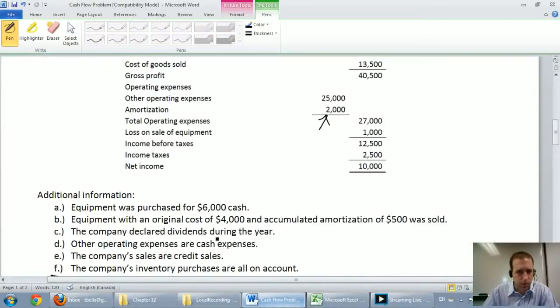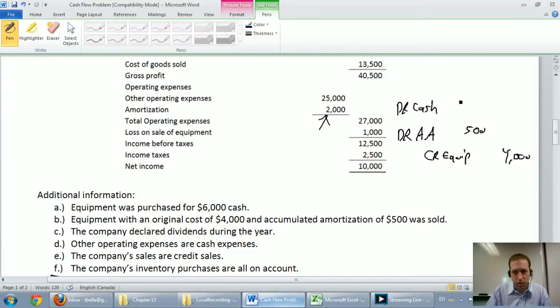We sold some equipment, and it doesn't give us very much information. It says equipment with the original cost of $4,000 and accumulated amortization of $500 was sold, but it doesn't tell us how much money we sold it for. But we can figure this out. Whenever we sell equipment, I'm going to make a pretend journal entry over here. We will credit the equipment for the original cost of $4,000. We also get rid of its accumulated amortization of $500. And we're going to debit cash for some amount. I'll put a question mark for now and fill that in in a second.